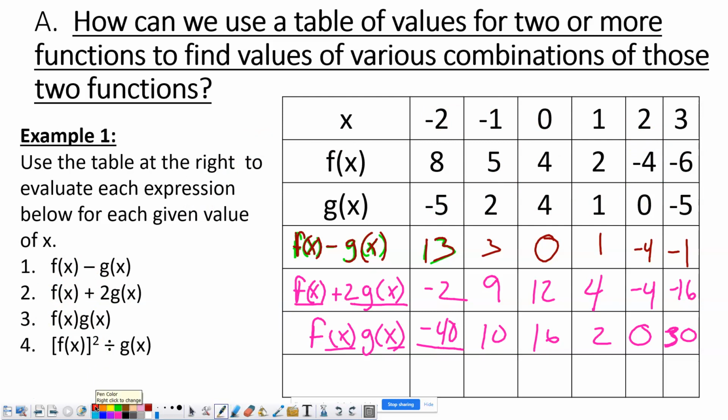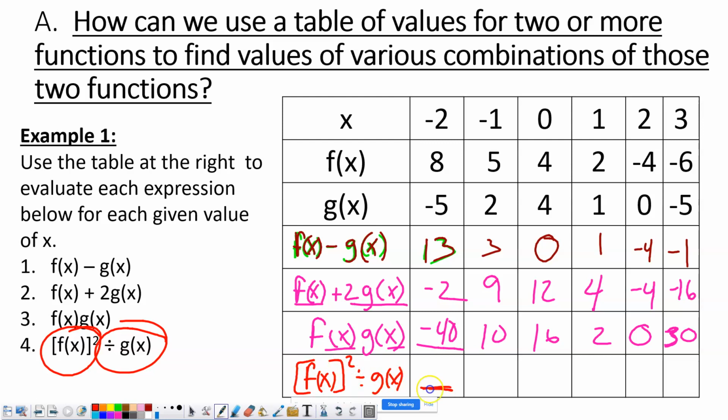So for the last one here, we're going to square the f and divide it by g. Let me write out my stuff here actually. Forgot to do that. All right, so for this box here, where x is equal to -2, we're going to square the f, and then we're going to divide it by g.